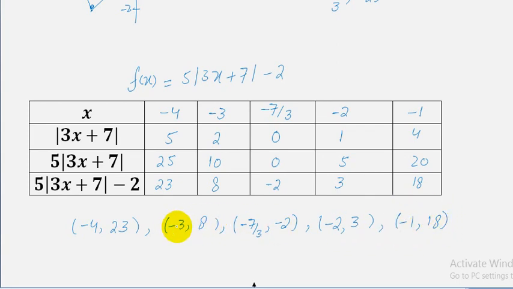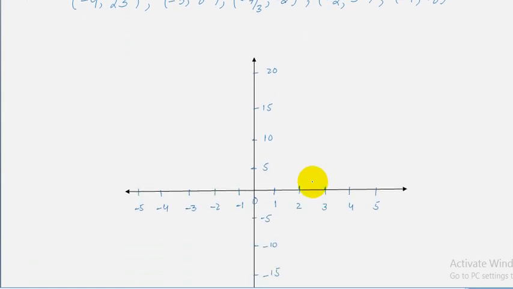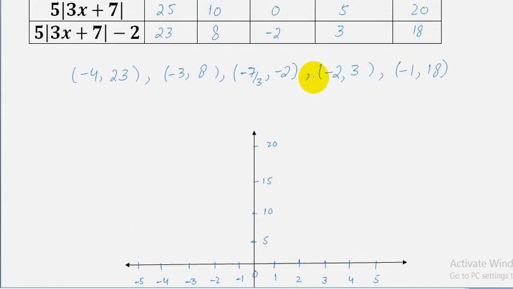Now we plot these points to get the graph of this function. We choose the scale along the x-axis with a difference of 1, and as the values of y are larger than the values of x, we choose the scale on the y-axis with a difference of 5.